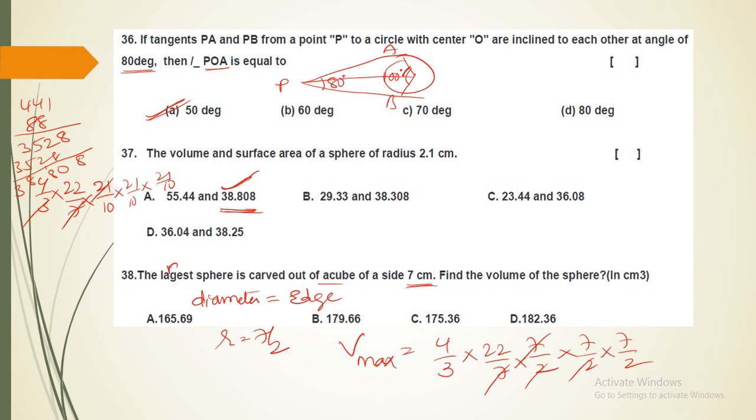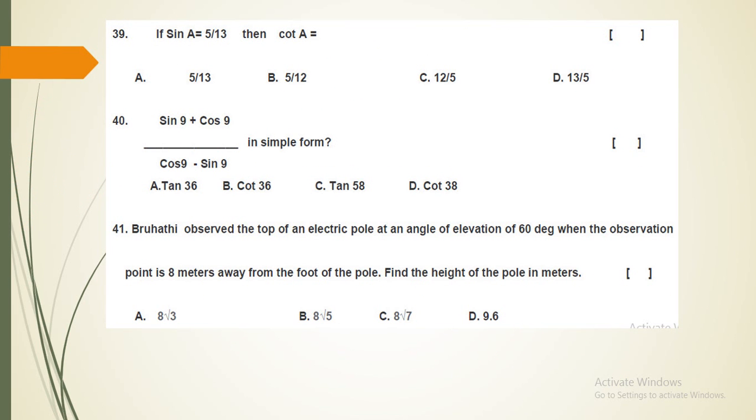Next, 2 2s are 4. 2 in 22 goes 11 times. Next, 11 7s are 77, 7 7s are 49. So what am I going to get? 9 plus 4, 13, 539. So 539 divided by 3. 3 ones are 3, so 23. 7 times 21. Next again 29. So 29 means 9 times 27. So it is nothing but 179.66. Next, moving on to one more question.